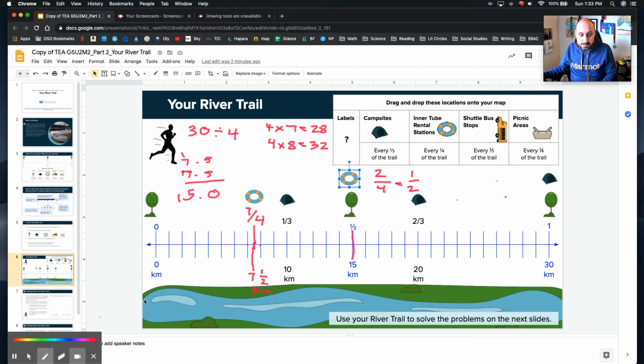Okay, so I need to go to 22. So here's 20. I already have that marked. So I'm going to count to 22 and a half. 21, 22, there's 23. So it's halfway between 22 and 23. So right in this section here, between the 22 and 23.